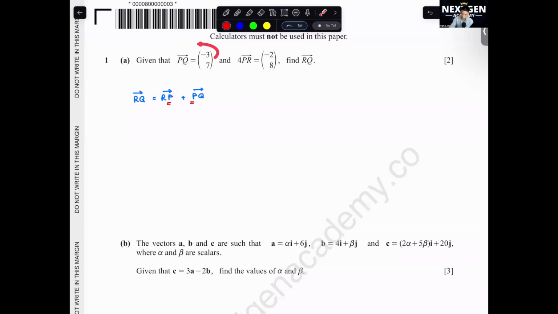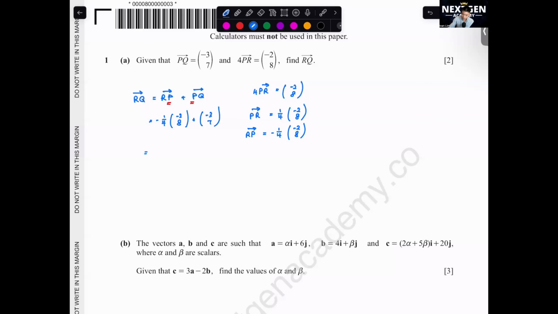We have PQ, but we don't have RP. Can we rearrange this to become RP? So we can rewrite this. 4 PR is negative 28. We divide the whole thing by 4, so this will be 1 over 4, negative 28. Then we want to switch the position of the vector to RP, so we multiply it by negative. So negative 1 over 4, bracket negative 2, 8. If you want to open up the bracket here, also can, but I'll just write it over here. Plus PQ, negative 3, 7.